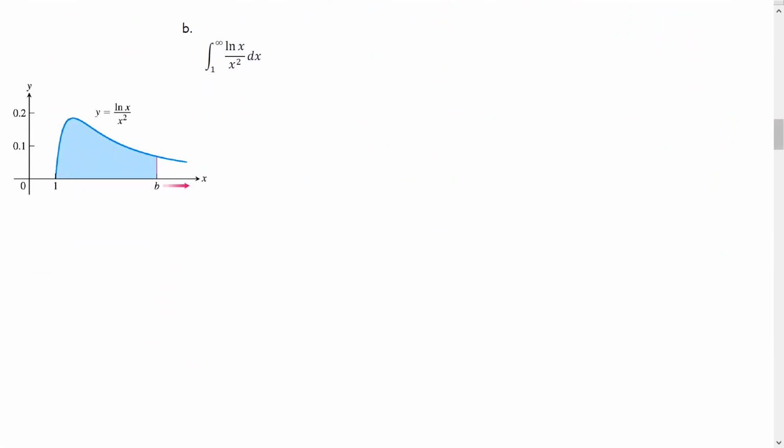Example B. The integral from 1 to infinity of natural log x divided by x squared with respect to x, as we see the upper limit is infinity. From the figure, introduce the notation b and take the limit as b approaches positive infinity. So this integral becomes the limit of the definite integral from 1 to b as b approaches positive infinity.